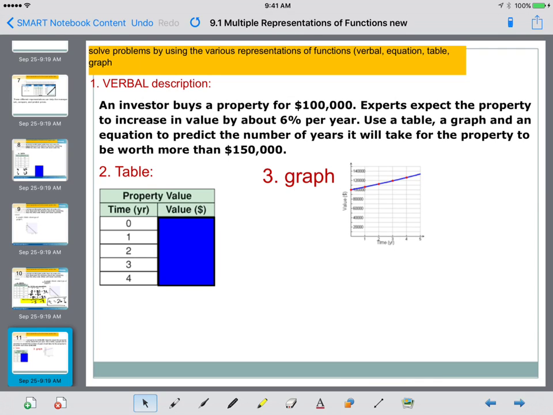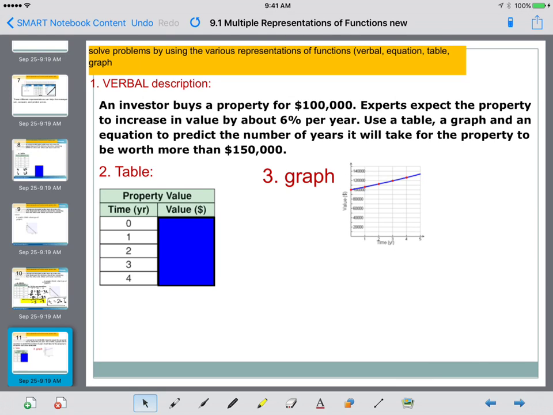Okay. If we tried to create a table of this example, you've got an investor buys a property for $100,000. Experts expect the property to increase in value by about 6% per year. Use a table, a graph, and an equation to predict the number of years it will take for the property to be worth more than $150,000.